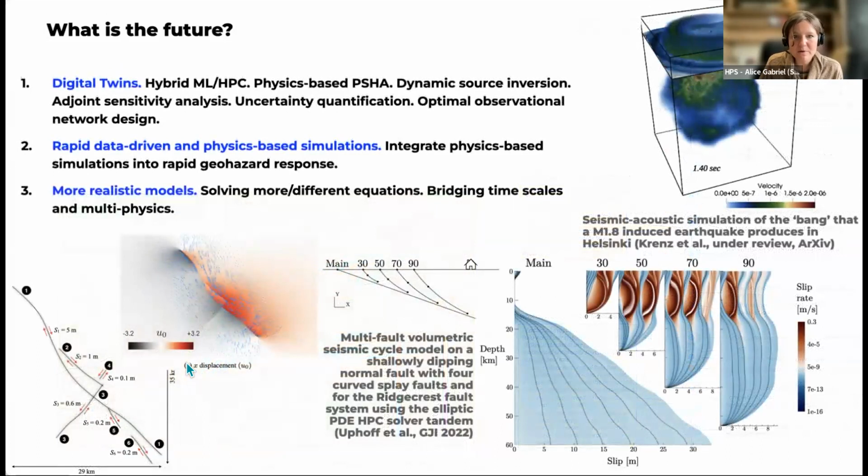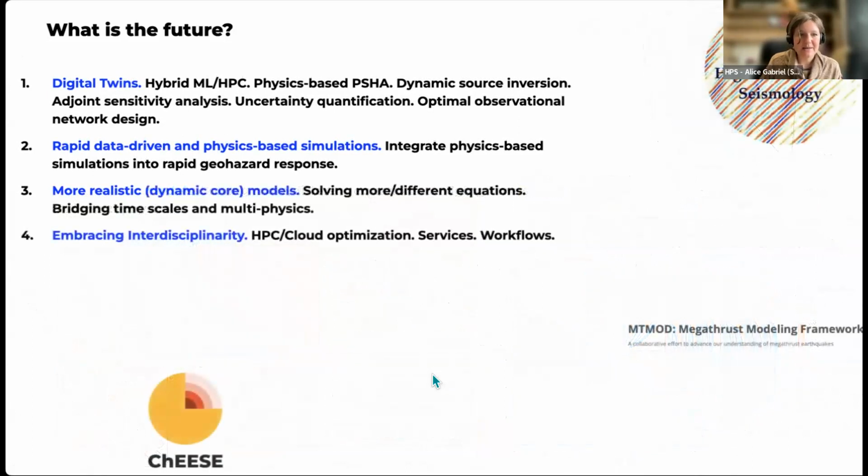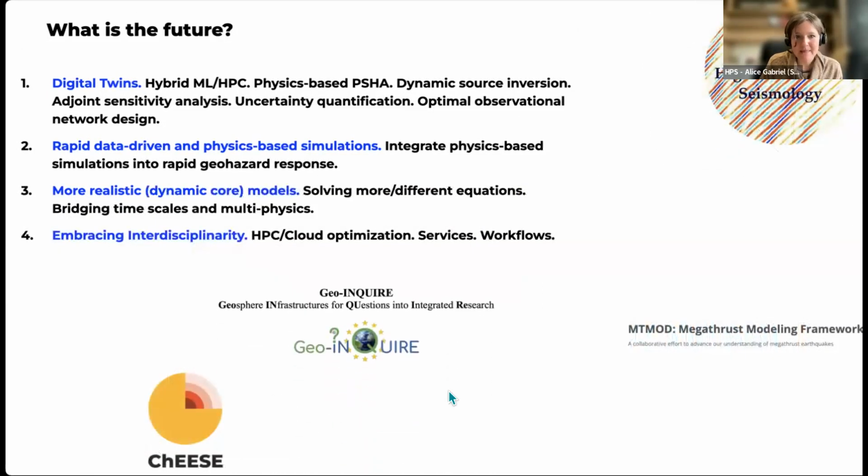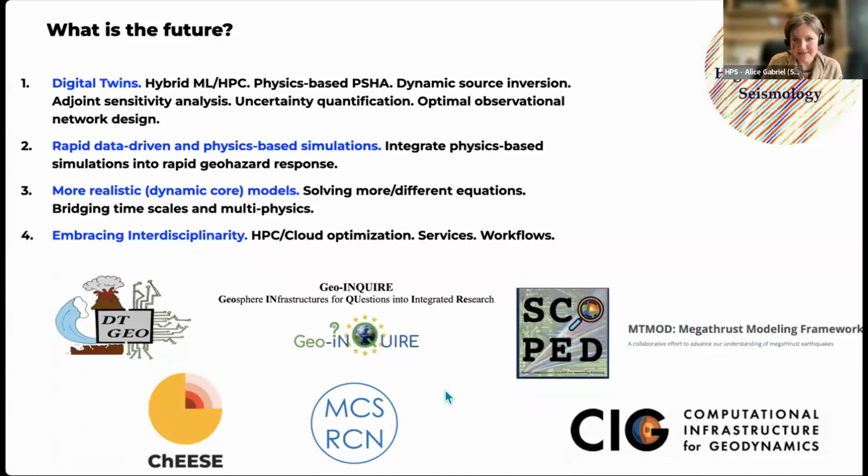We can solve more different equations, pitching timescales and multiphysics. This is a plot using similar methods to what you will learn today, but for seismic cycling simulations. We will not have a tutorial about that yet, but there's a sibling code called Tandem, which is also using DG for complex geometry seismic cycling simulations. And lastly, embracing interdisciplinarity as we're doing here, working with cloud optimization and HPC and services and workflows. And there's actually a lot of projects at the moment worldwide that are trying to push us as a community into this direction. And this is what I have.